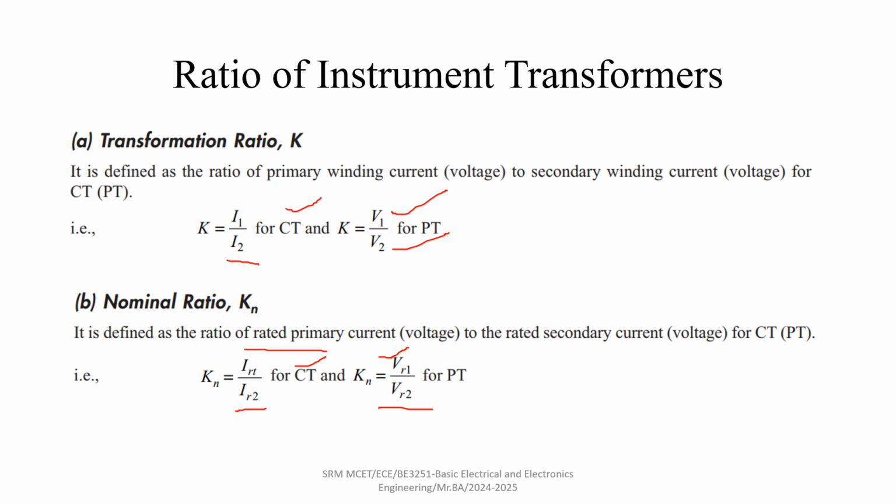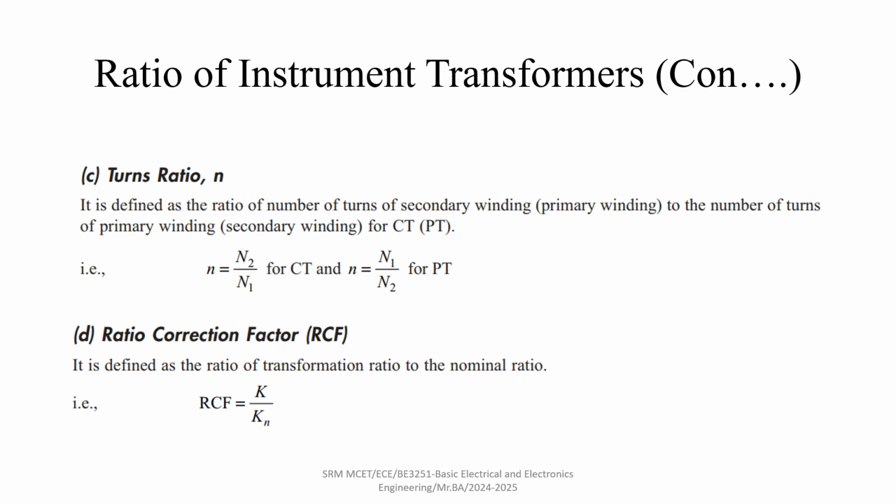So this is the ratio for nominal. Okay, so next one is turns ratio. For a current transformer, it is defined as the ratio of the number of turns in the secondary winding to the number of turns in the primary winding. In case of a potential transformer, it is the ratio of the number of turns present in the primary winding to the secondary winding.